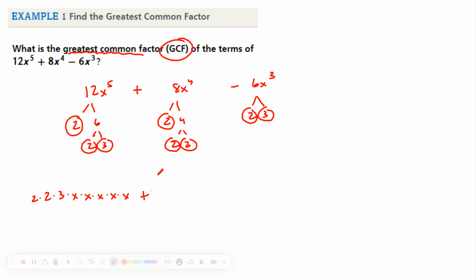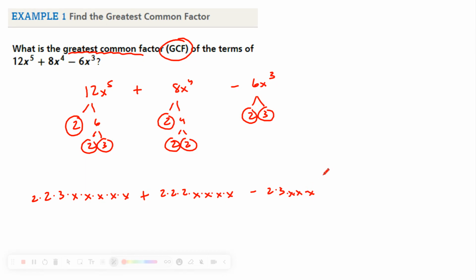Plus, 8 is 2 times 2 times 2. Again, if I multiply those, I'd get 8. And then x to the 4th is x times x times x times x, 4 x's. Minus 6 is 2 times 3, and then x to the 3rd is x times x times x. Those are all times.